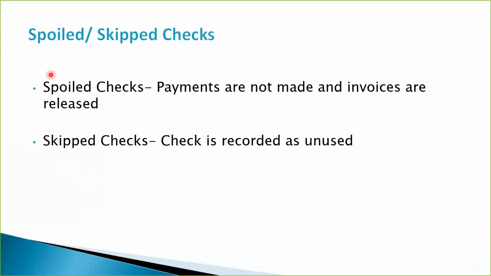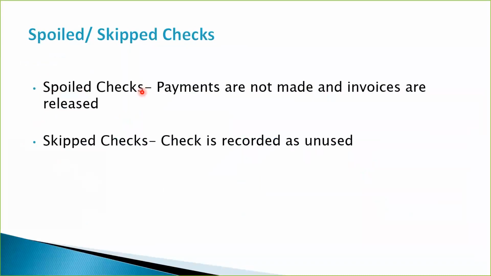So when you're printing, maybe the first check is printed okay. The second check is torn. Sometimes the check gets stuck in the printer or something like that, or is torn. And then the third check comes out okay. So the second check was spoiled, right? You can record that second check as spoiled.